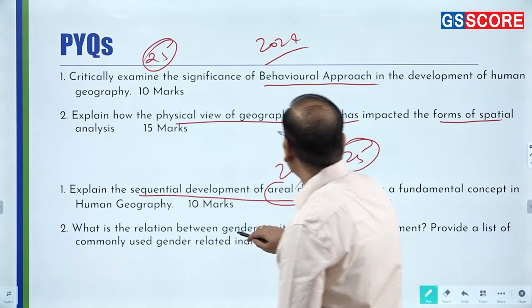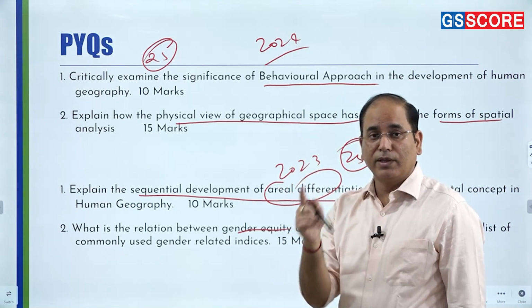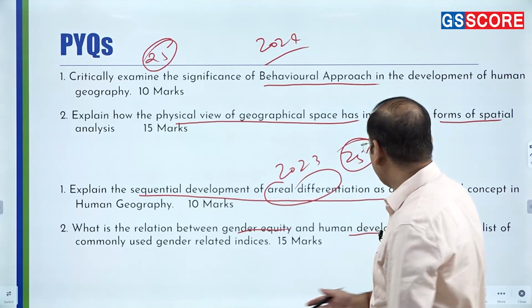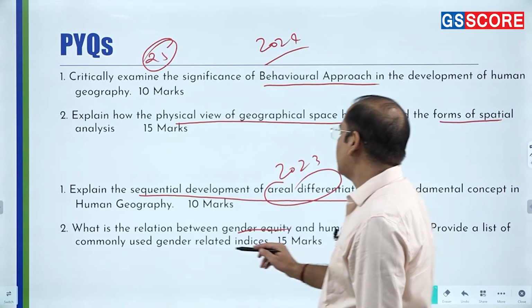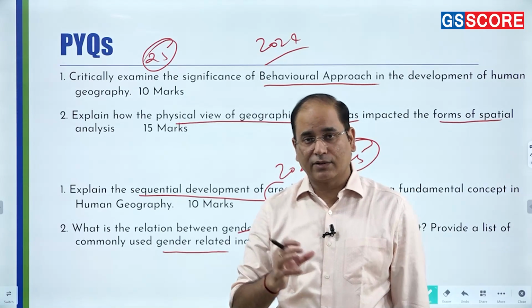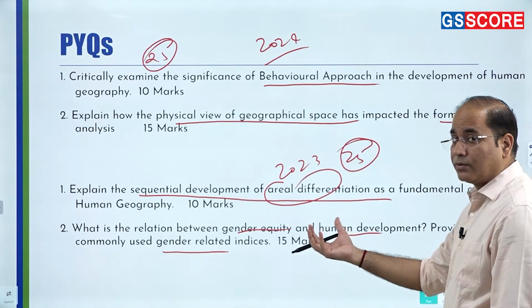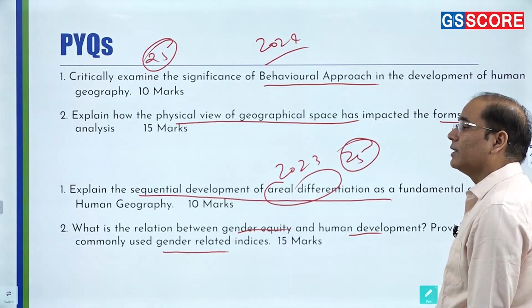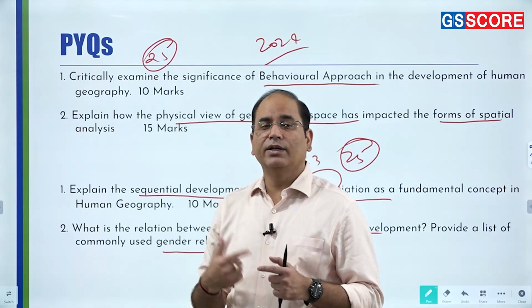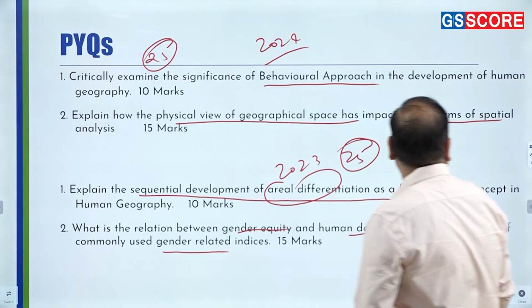Then, what is the relationship between gender equity and human development? So gender equity and human development is associated with the Human Development Index. Along with the Human Development Index, you will also have the Inequality Index. Then provide a list of commonly used gender related indices. So the different gender related indices that are being utilized also need to be referred. Again, it's a moderate, applied question, contemporary in nature. So it doesn't mean that geographical thought or perspectives in human geography are purely static. Continuously you need to update your contemporary aspects.